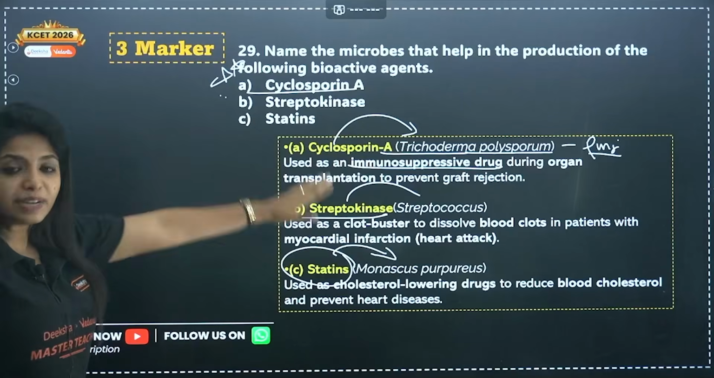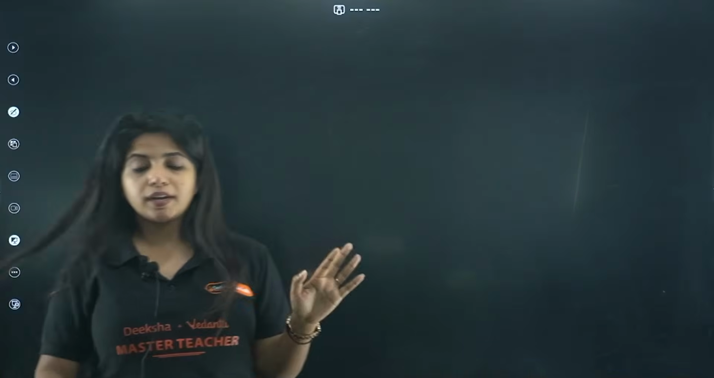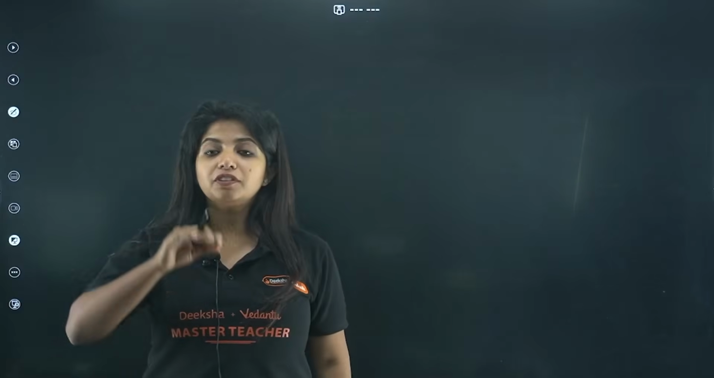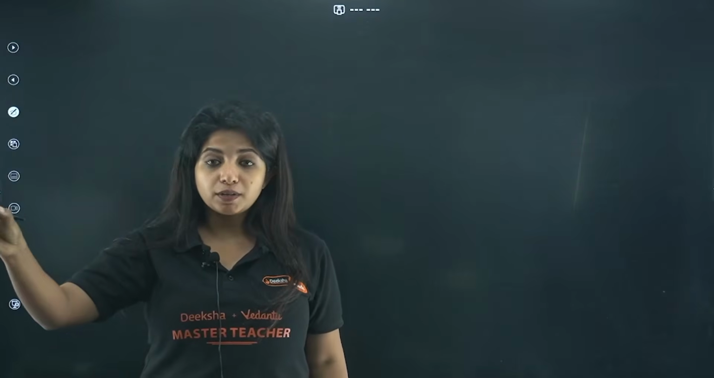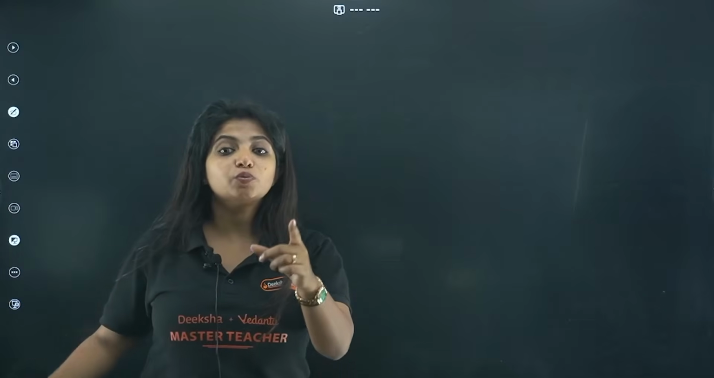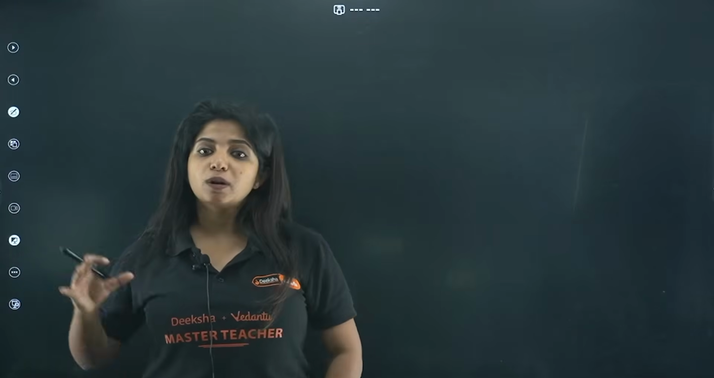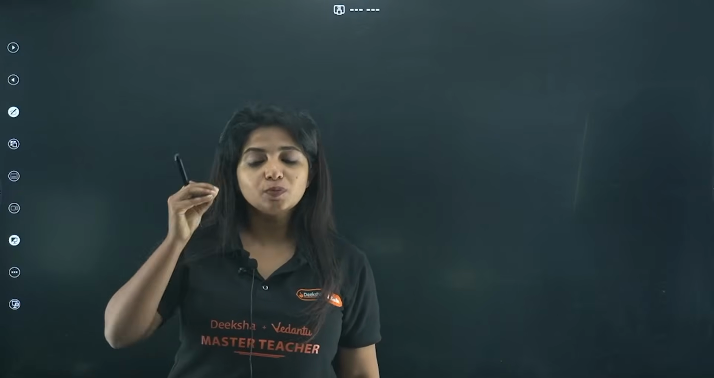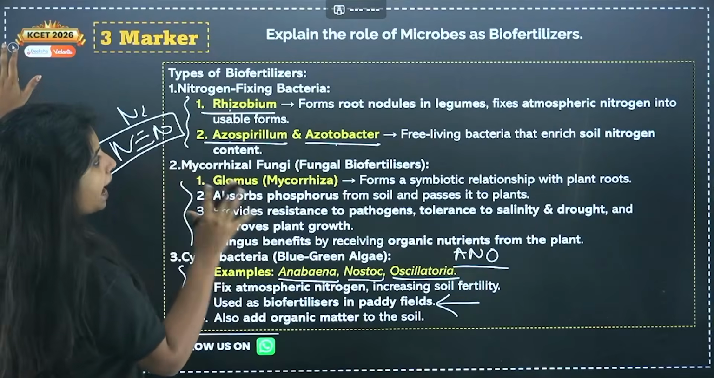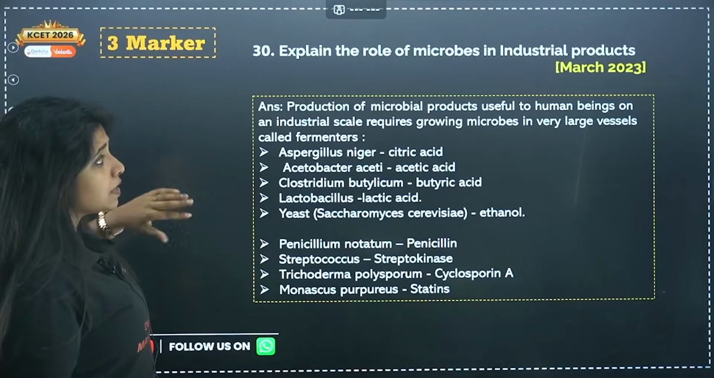I want you to pause the video, read them once, and then close your eyes and read out their names. Streptokinase, you get it from Streptococcus. It is a clot buster. Cyclosporin A, you get it from Trichoderma polysporum. It is an immunosuppressive drug. Statin lowers the blood cholesterol level. You get it from Monascus purpureus. Okay, please go through it. They are bioactive agents.